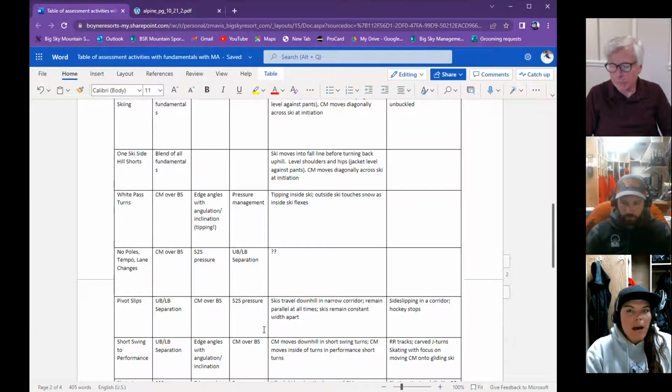We can't just say, I'm going to go turn the heck out of my feet and hopefully I get to do a pivot slip, right? I need to know, oh, I'm going to stay in this corridor. I'm going to release my skis at the same time, and the separation is going to happen through my legs, right, with the femur and the hip socket. I know that's more of an outcome, more specific, and I know I need to blend certain fundamentals to achieve that outcome. So I think that's the long answer of where my head goes for some of this.